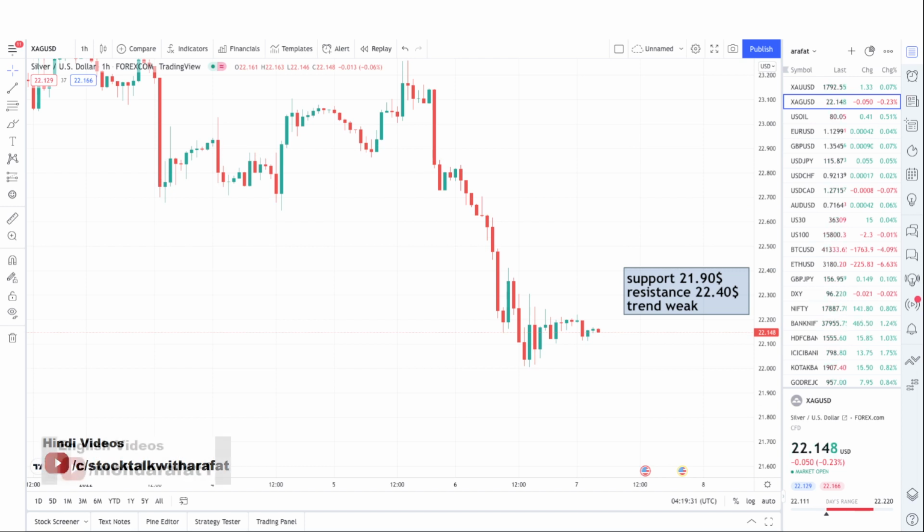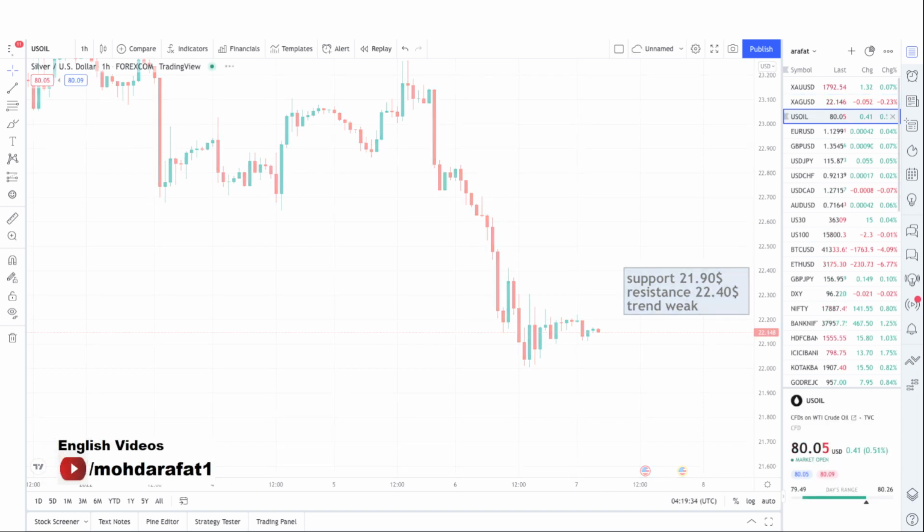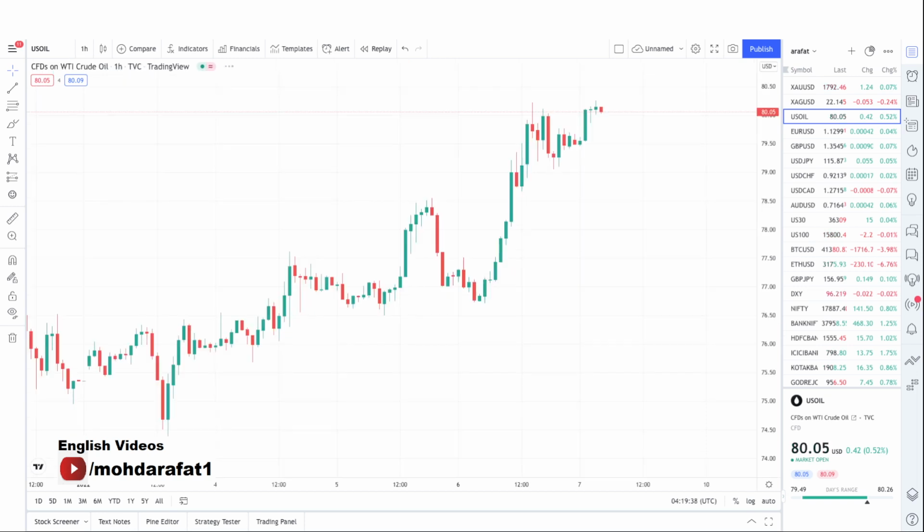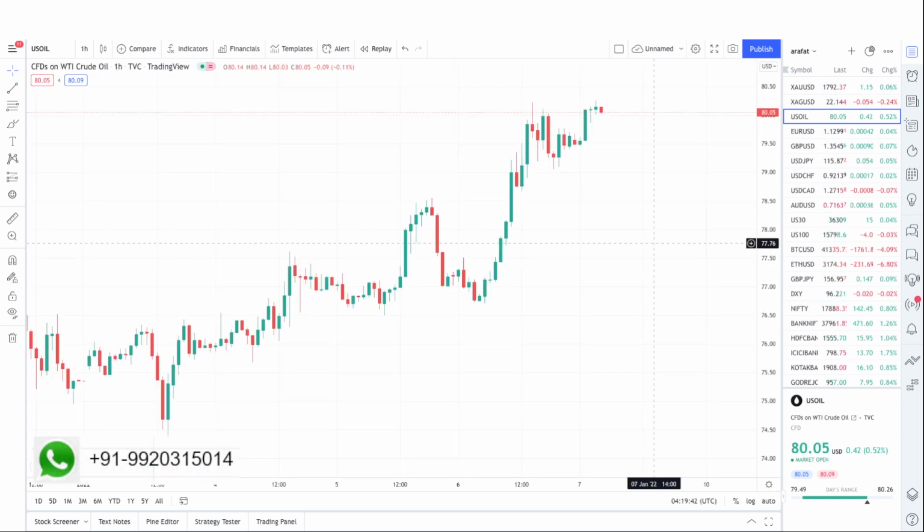Let's move on to crude oil. This is crude oil, currently trading at $80.05 after making a high around $80.26. It is trading in a positive zone, no doubt. If you are watching my videos carefully, then you must know crude oil is trading in a positive zone. So let's have a look at resistance and support for crude oil today.